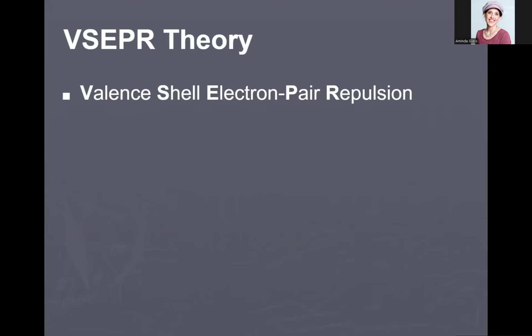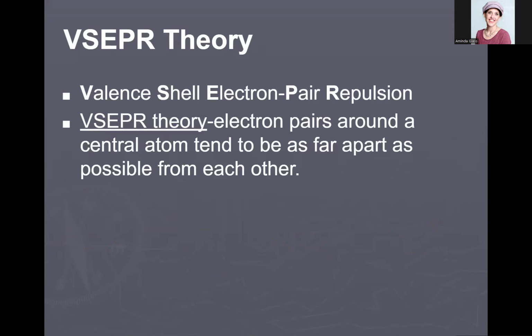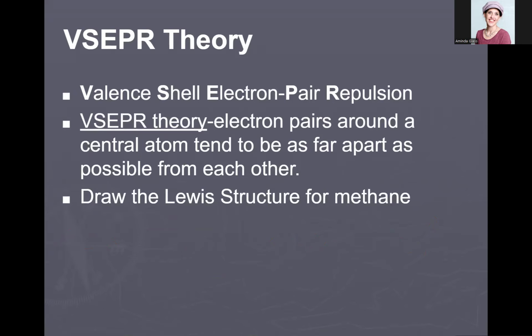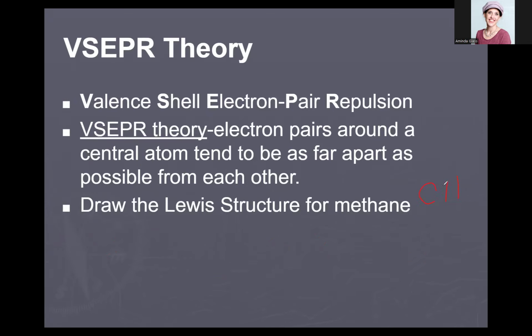Now, the VSEPR theory is an important theory in terms of molecular geometry. It stands for valence shell electron pair repulsion. And this just states that the electron pairs around a central atom tend to be as far apart as possible from each other. So if we drew the structure for methane, which is CH4, and which we did on the previous page, number 2, so I'm just going to draw it here.